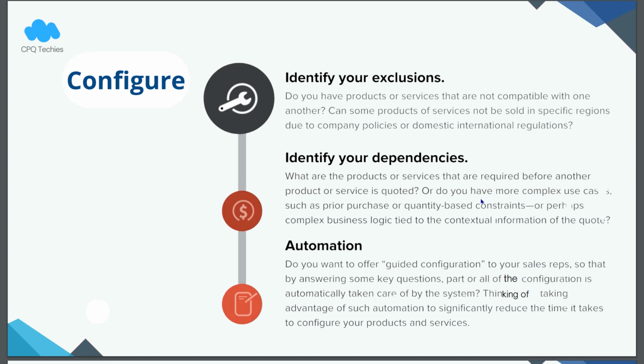Like how many product rules we are going to implement, and whether there is anything where we need to implement a product rule, or whether we can run our process using just option constraints. Those are the things we need to decide in the configuration.